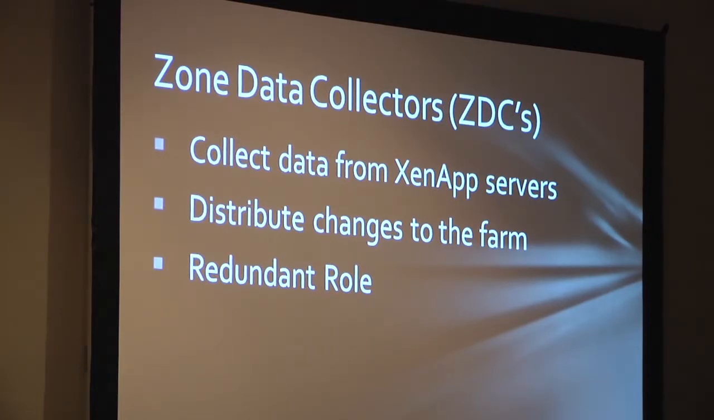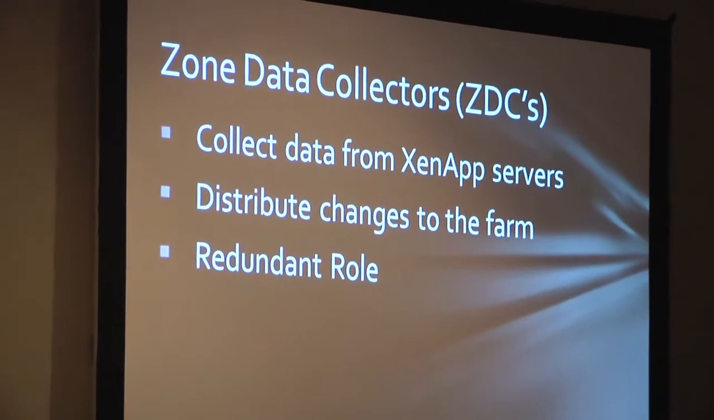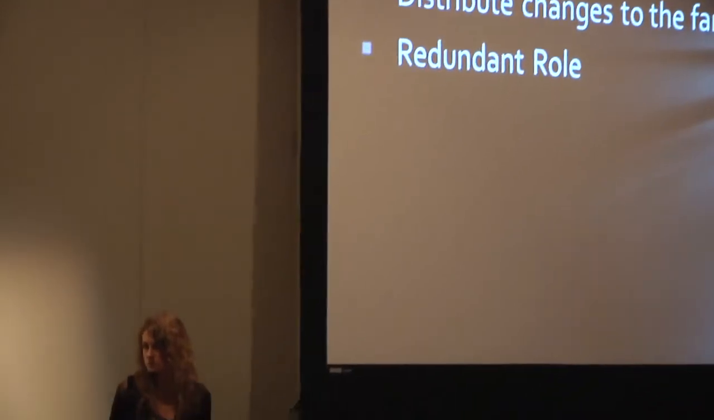So first of all, your farm is going to have zone data collectors, and they go out and collect data from your XenApp servers, and they'll distribute all those changes to your farm. Those are going to be things like adding applications to your environment, or adding a user to an application. Your zone data collectors help get that information out to all the servers. If you only had one server dealing with that aspect and it were down, you would have some issues with users accessing things. So you want to make sure that this is a redundant role in your environment, at least 2 servers.